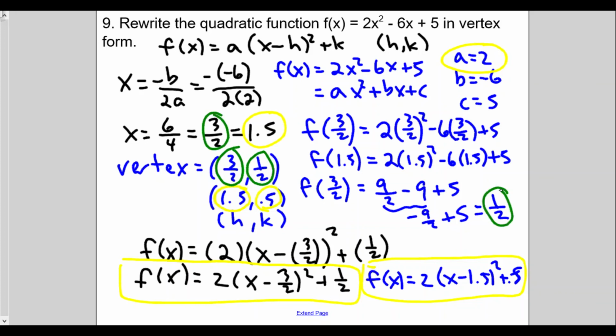Now, I definitely recommend you practice. If you have a graphing calculator, you can type this into your graphing calculator in vertex form and type the standard form, which is 2x squared minus 6x plus 5, and then see whether or not they're the same exact graph. If they're not the same exact graph, then we have a problem. It's one way to check.